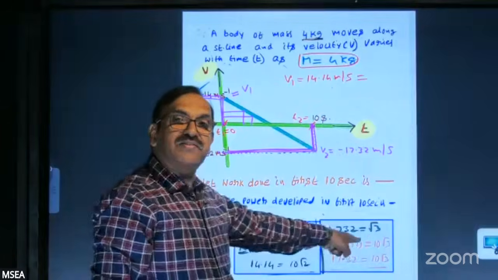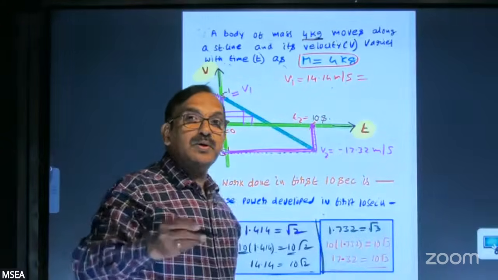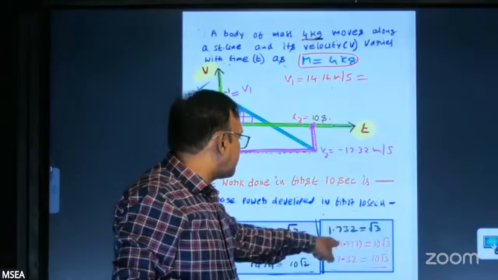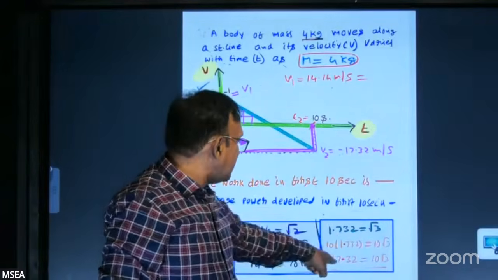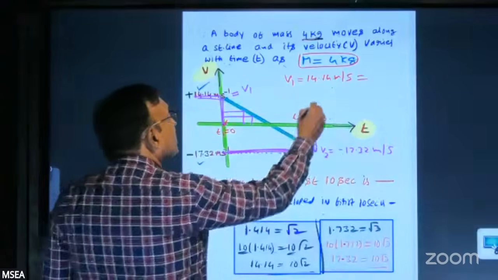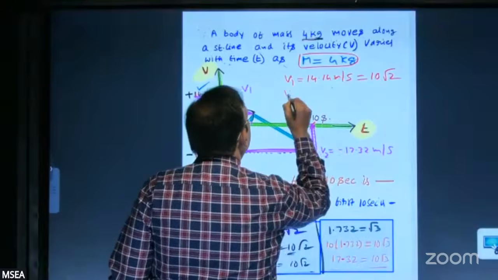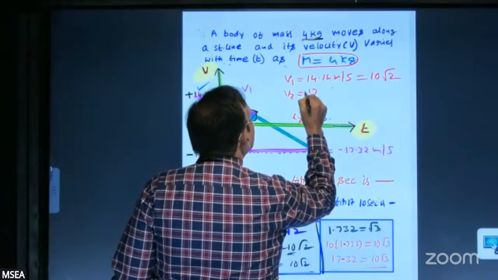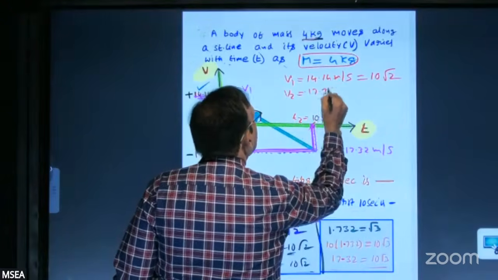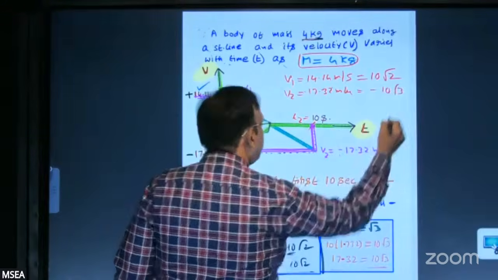Similarly, 1.732 is root 3. Multiply with 10 on either side. 17.32 is 10 root 3. So 14.14 we can write as 10 root 2 meter per second, and the final velocity, minus 17.32, can be written as minus 10 root 3.